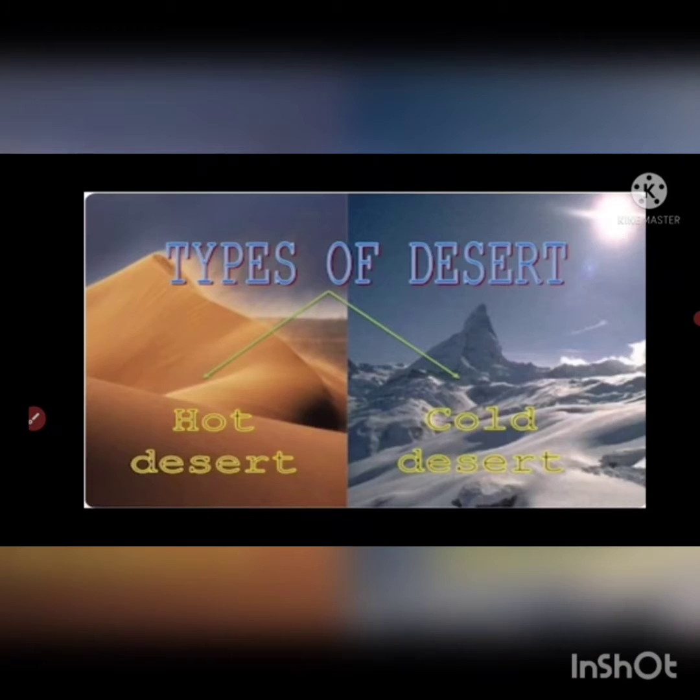So now we come to the topic types of desert. What are the types of desert? There are two types of desert: the hot desert and the cold desert. In this chapter, we will read about the hot and cold desert.